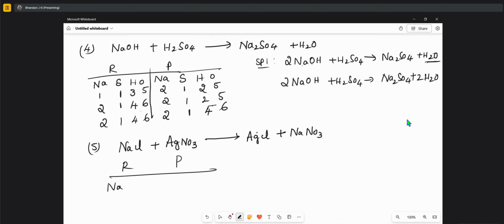Sodium, chlorine, silver, nitrogen and oxygen are there, the same in the product. Yeah, it is already balanced. Sodium 1, chlorine 1, silver 1, nitrogen 1, oxygen 3. Here also sodium 1, chlorine 1, silver 1, nitrogen 1, oxygen 3. It is balanced.